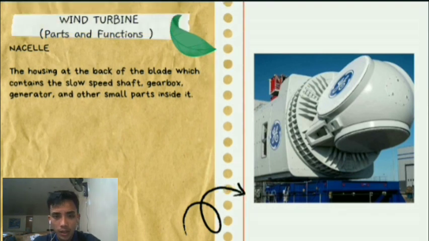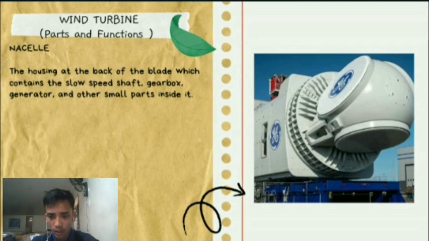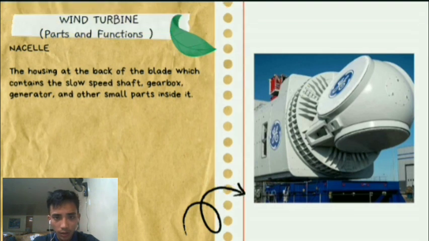Sabi po dito, it houses several key elements of the turbine's functioning, including the generator, gearbox, and other controlling and monitoring systems. The nacelle is positioned behind the rotor hub, where the turbine blades are attached. So, behind po siya ng turbine blades po. At sabi po dito, here are some of the main components typically found inside the nacelle.